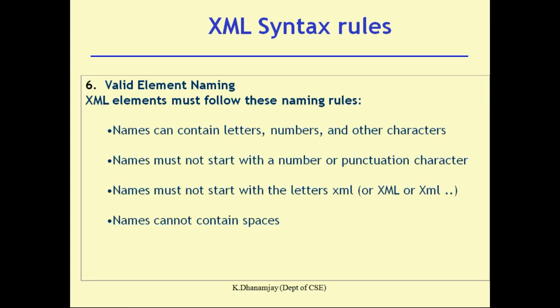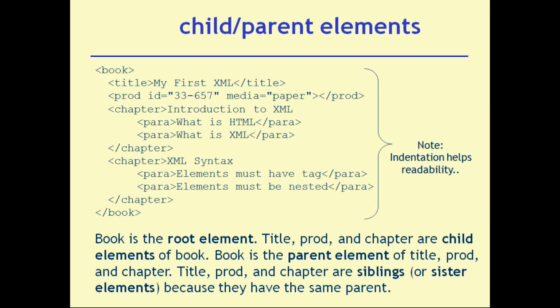Okay, let's see the sixth one, that is a valid element naming. This is a very important rule. XML must follow these naming rules. First, names can contain letters, numbers and other characters, and names must not start with a number or a punctuation character, and names must not start with the letters XML, and cannot contain spaces, obviously. Okay, these are the different rules if you want to create an XML document.